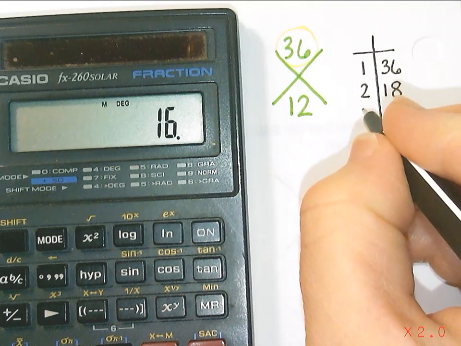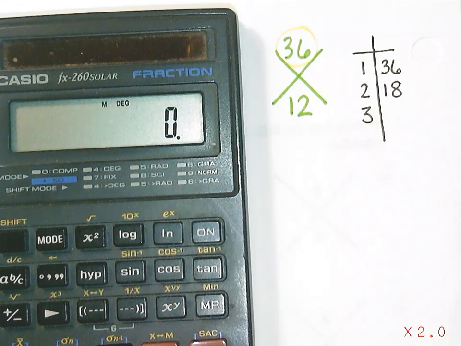I'm going to try 3 next. So 36 divided by 3 is 12. If I add 12 and 3, I get 15. If I subtract 12 and 3, I get 9.